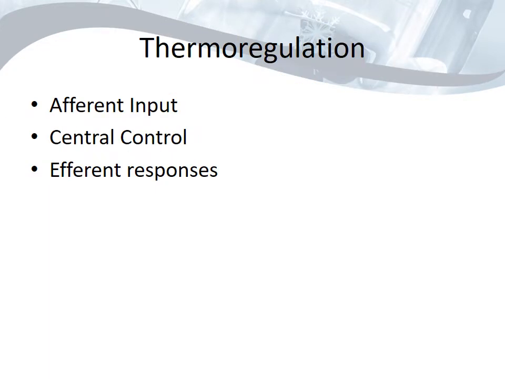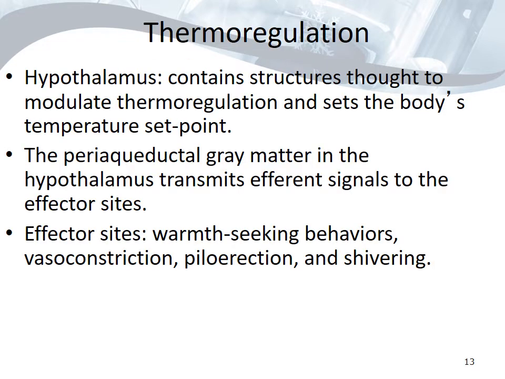All right, we'll talk a little bit about thermoregulation. Thermoregulation: we have afferent input, central control, and efferent responses. The hypothalamus contains structures throughout that modulate thermoregulation and set the body's temperature set point. The periaqueductal gray matter in the hypothalamus transmits efferent signals to the effector sites, things like the arrector pili muscles, vascular smooth muscle, all sorts of places, to then participate in either warmth-seeking or warmth-releasing behaviors.